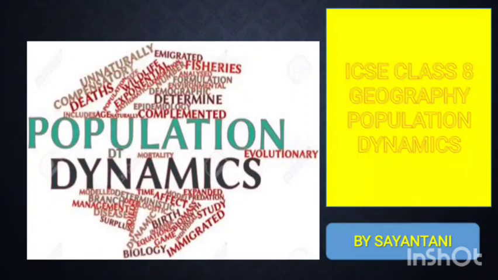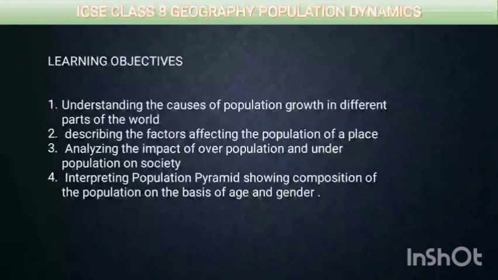I hope you all are doing well, and in this video we will discuss ICSE Class 8 Geography Chapter 2, that is Population Dynamics. What we will learn today: we will understand the causes of population growth in different parts of our world, and also describe the factors affecting the population of a place, analyzing the impact of overpopulation and underpopulation on society. At last, we will discuss interpreting the population pyramid, which shows the composition of population on the basis of age and gender.